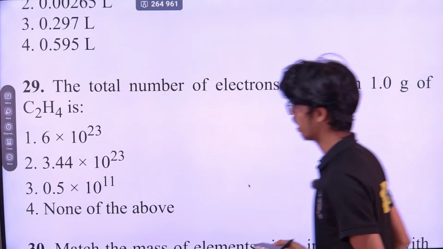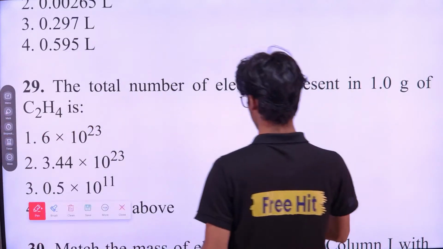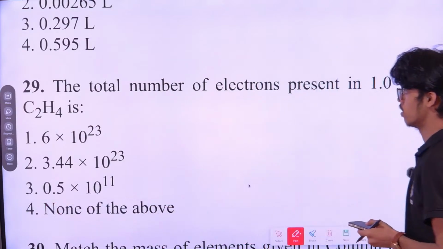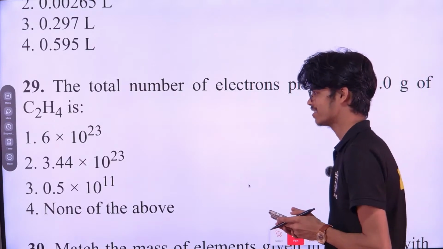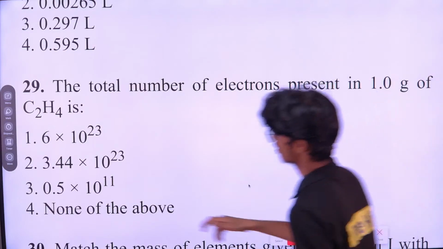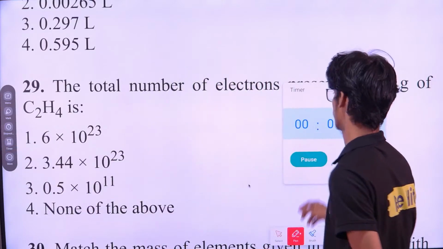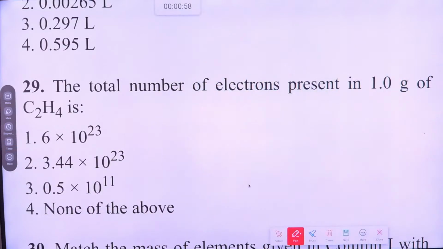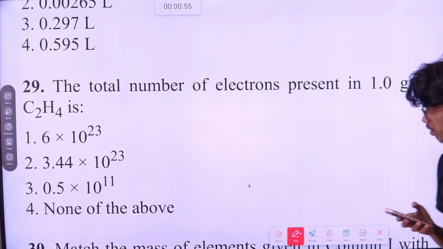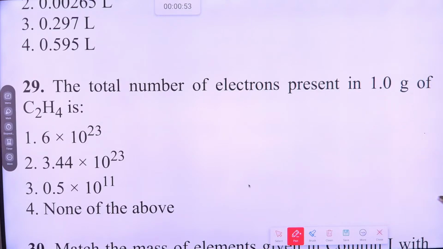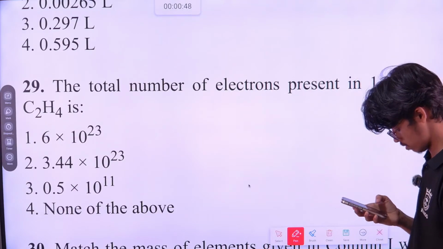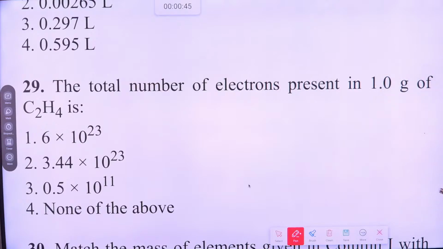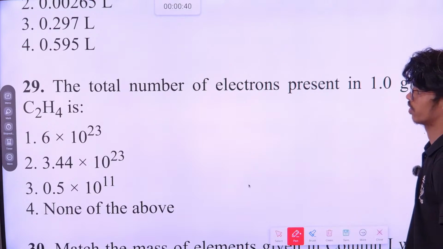The total number of electrons present in 1 gram of C2H4 is, it's very easy. Just start the timer. Start. Okay, 29: the total number of electrons present in 1 gram of C2H4 is... 28, option number 4. Kanishka, you are also right. I'm talking, right now the 29th question is going on.